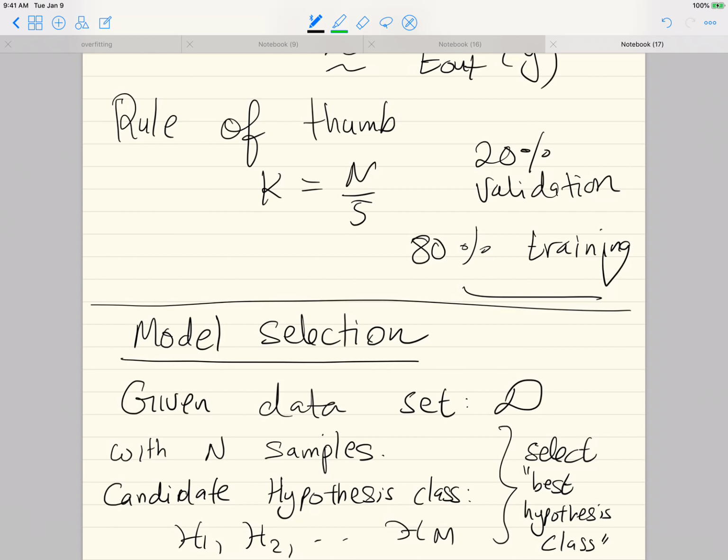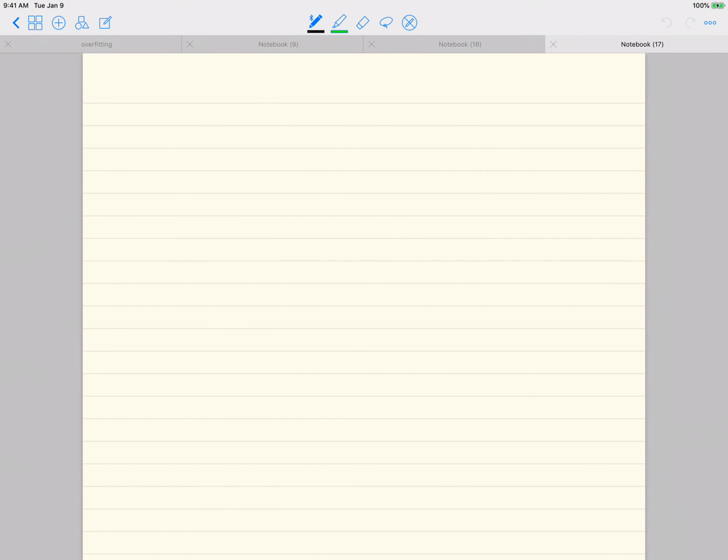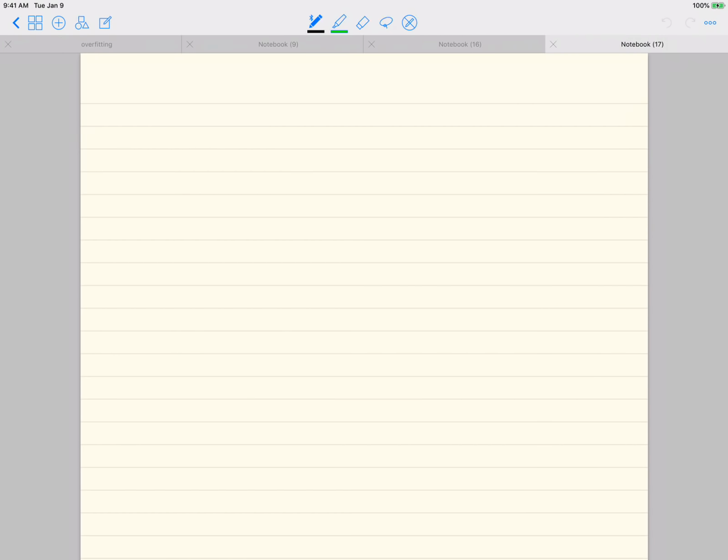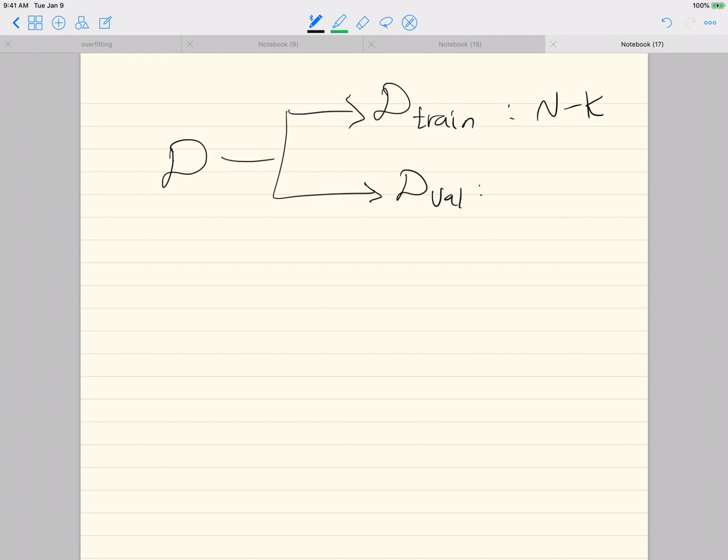So there is a natural extension of what we just discussed. I'll move on to the next slide. So the idea is we take D and we split it up again into D train, which is n minus k points, and D val, which is k points.